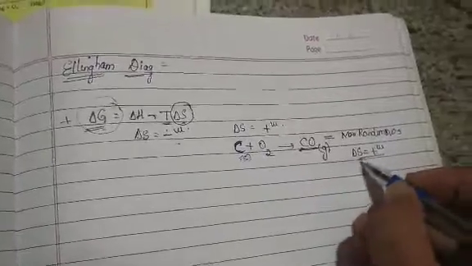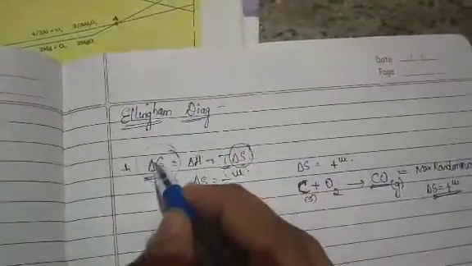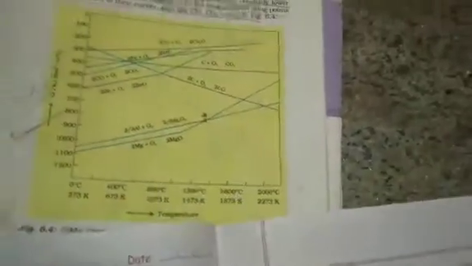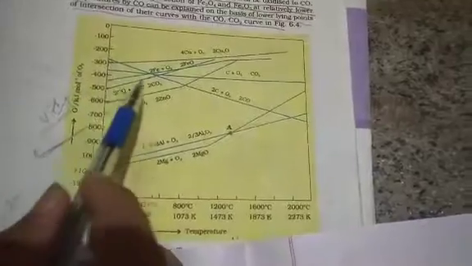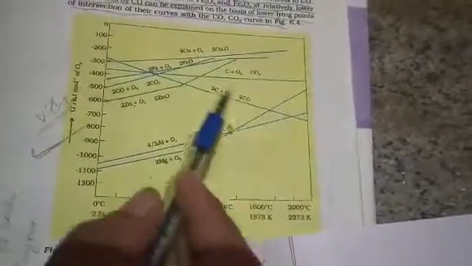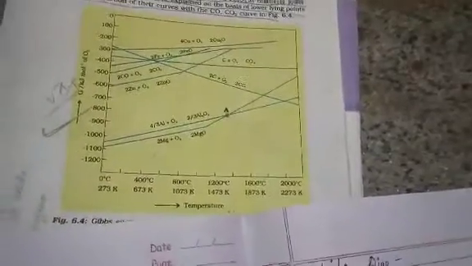So when your delta S is positive, what happens? Delta G will result in negative. That is the reason as the randomness increases, the delta G value is going in the negative direction. That is the reason it is having that negative slope.